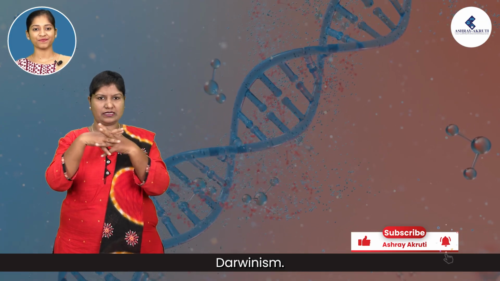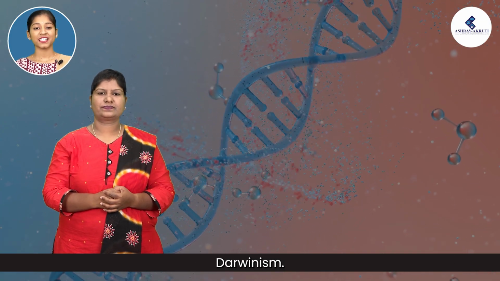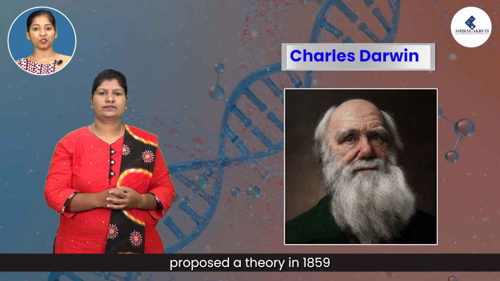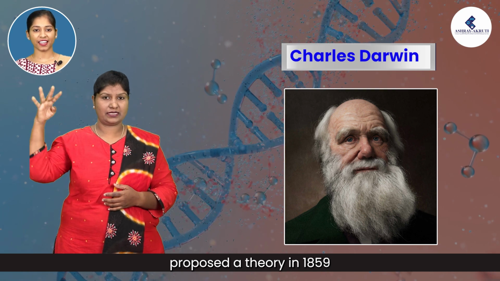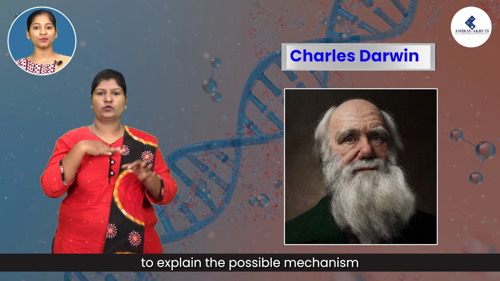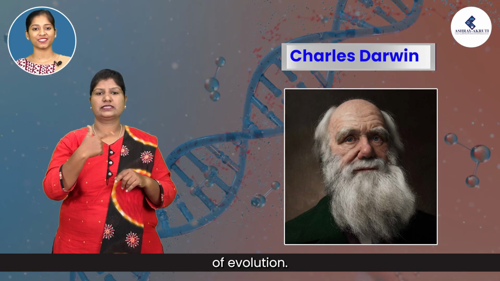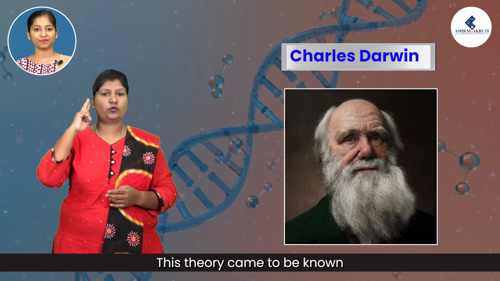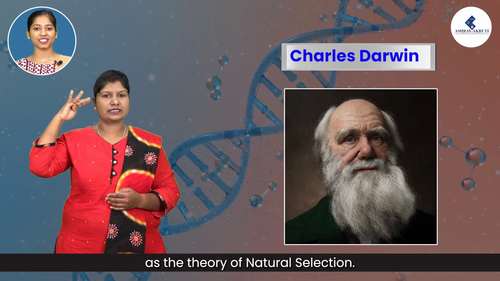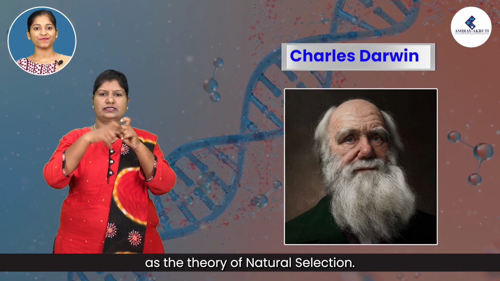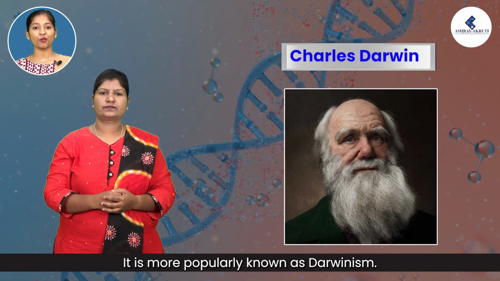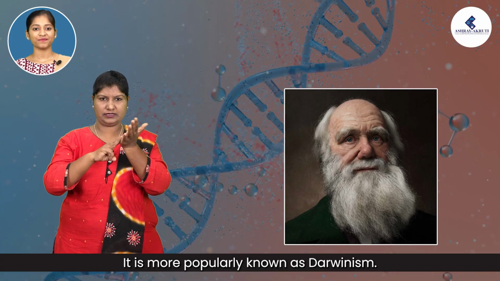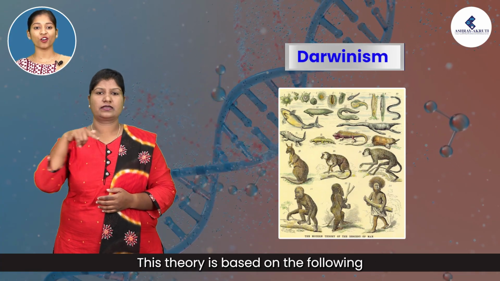Darwinism. Charles Darwin proposed a theory in 1859 to explain the possible mechanism of evolution. This theory came to be known as the theory of natural selection. It is more popularly known as Darwinism. This theory is based on the following principles.